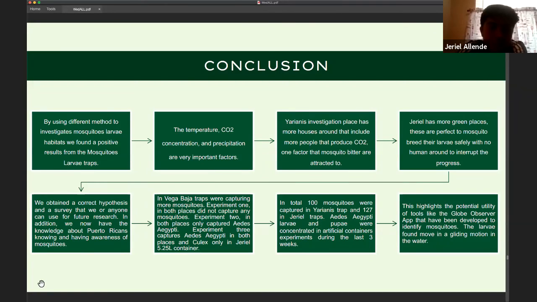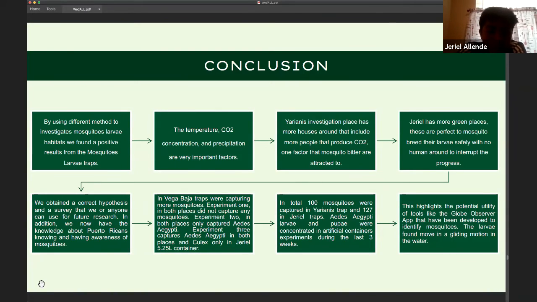All right, so the conclusion will be, by using different methods to investigate mosquito larvae habitats, we found a positive result from the mosquito larvae traps. The temperature, CO2 concentration, and precipitation are very important factors. The Yarianis investigation place has more houses around that include more people that produce CO2, one factor the mosquito bites are attracted to. Yariel has more green places. These are perfect for mosquitoes to breed their larvae safely with no human around to interrupt their progress.